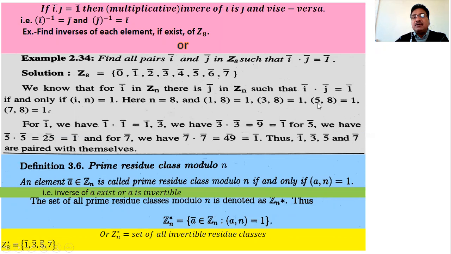And what is the inverse of 7 bar? 7 bar times 7 bar is 49 bar, which is equal to 1 bar in Z8, because if you divide 49 by 8, the remainder is 1. So 1, 3, 5, 7 are the pairs with themselves, that is, the pairs such that I bar times J bar is 1 bar. These are 1 bar 1 bar, 3 bar 3 bar, 5 bar 5 bar, and 7 bar 7 bar. So either draw the table or use the theorem. The theorem is that the inverse of I bar exists in Zn if the greatest common divisor of I and N is 1, the previous theorem.